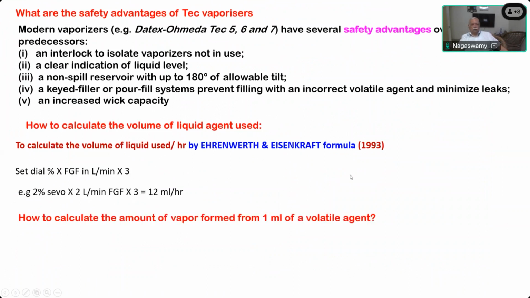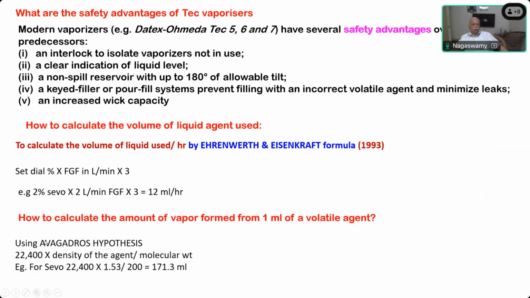And how to calculate the amount of vapor that can be formed from 1 ml of volatile agent? This is another question that can be asked. For this, you must use what is called the Avogadro's hypothesis. Avogadro's hypothesis says 22.4 or 22,400 multiplied by the density of the agent divided by the molecular weight. So for sevoflurane, 22,400 multiplied by 1.53 is the density and molecular weight is 200. Then you can say 1 ml of sevoflurane will produce 171.3 ml of vapor. Okay. So for that, you must know these two values, molecular weight as well as the density. Now identify the following.